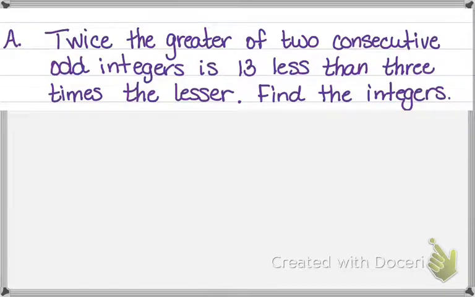All right, so twice the greater, so think about something that we're doing twice to, the greater of 2 consecutive odd integers. So we're talking about odd. Is 13 less than 3 times the lesser? Well, it sounds very confusing. So we're going to start with, first of all, what are we looking for? We need to find odd integers, and we have 2 of them, 2 consecutive odd integers.